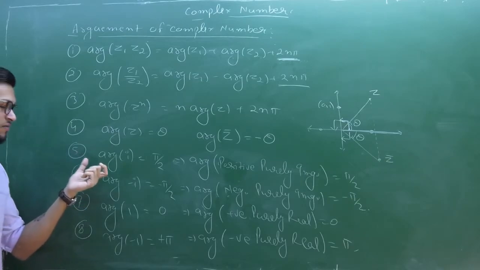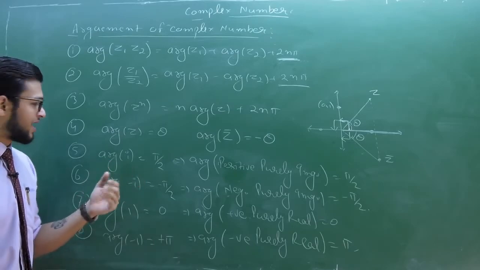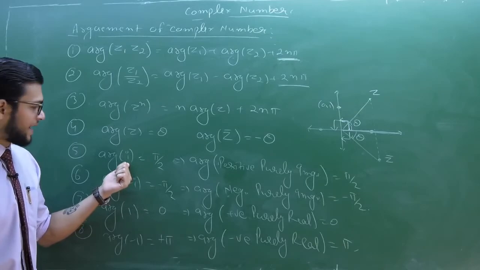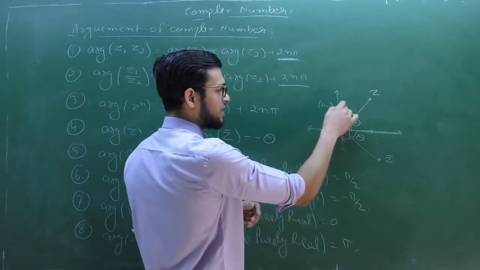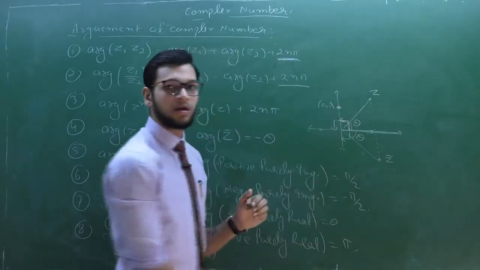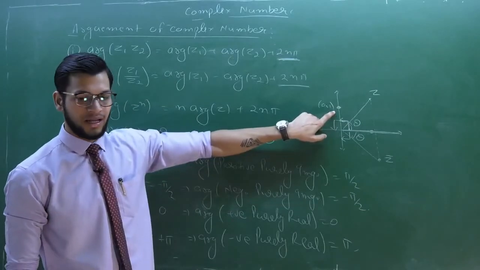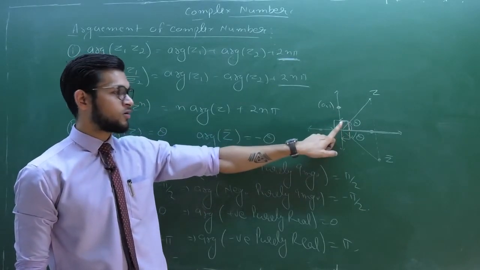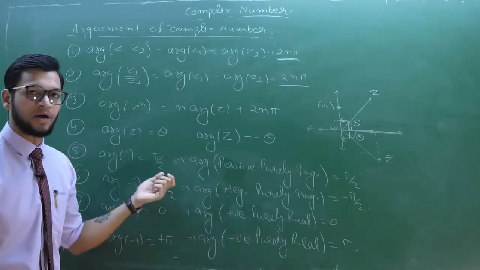Tirupati, in the 5th one we have argument of iota. Iota is a purely imaginary number, and this point lies here. If you mark iota on the Argand plane, then we have 0, 1. Now if you calculate the angle from the positive real axis in the anti-clockwise direction, then we have pi by 2. So argument of iota is equal to pi by 2.